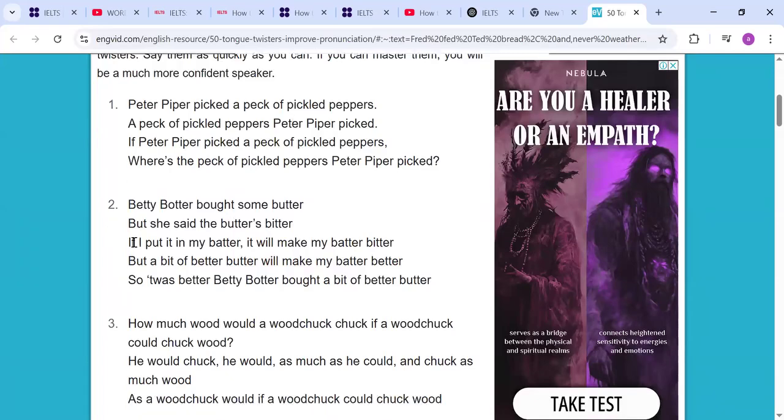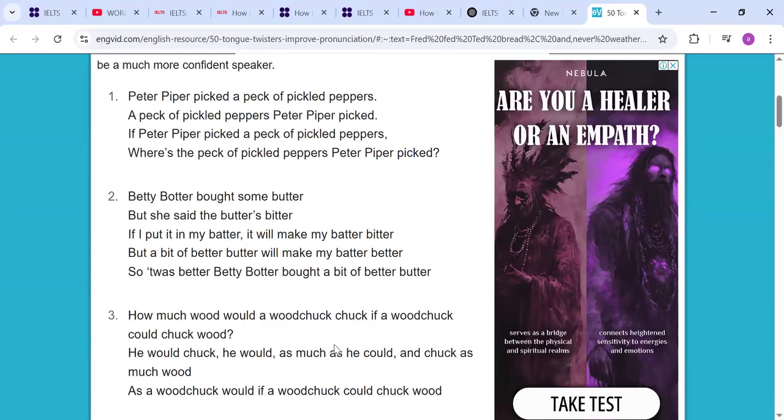Betty Butter bought some butter, but she said the butter's bitter. If I put it in my batter, it will make my batter bitter. But a bit of better butter will make my batter better. So it was better Betty Butter bought a bit of better butter. So you can see there are many of them.